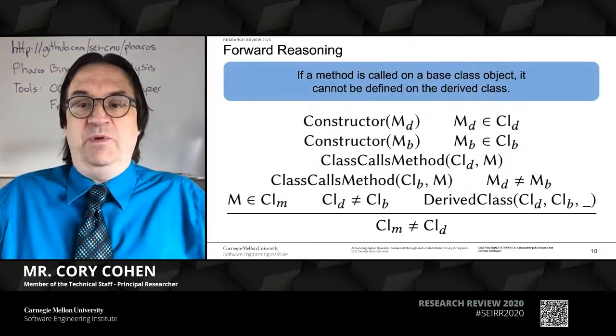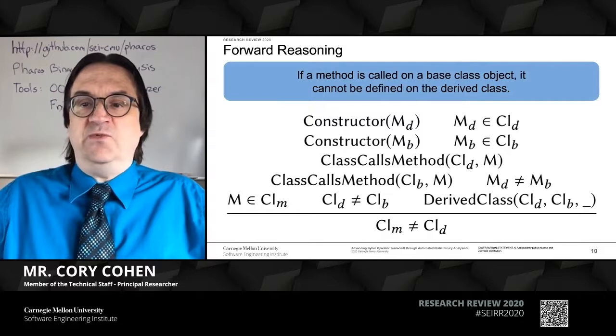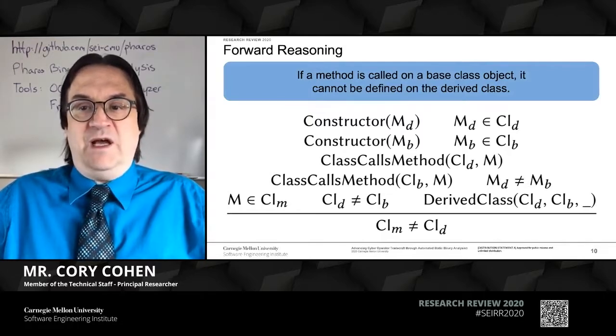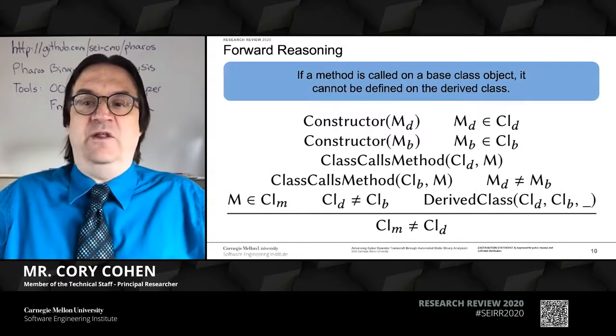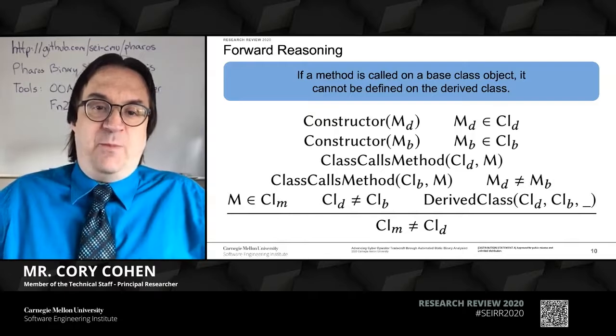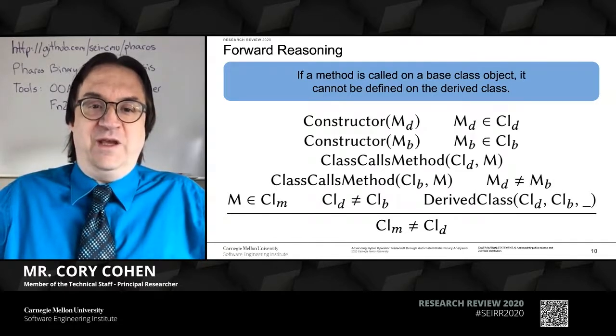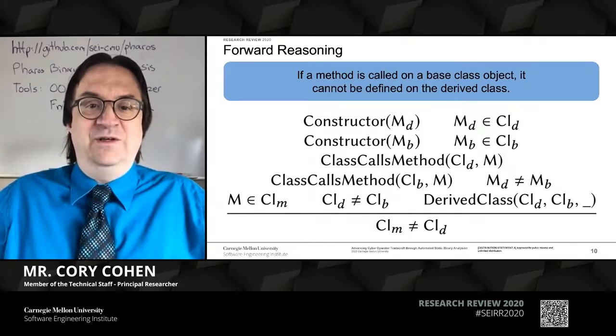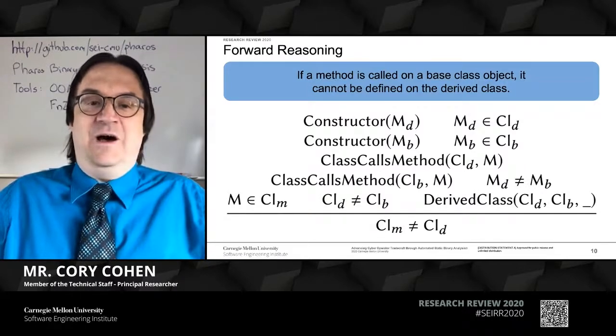So here's an example of a forward reasoning rule. This one says that if a method is called on a base class object, then it cannot be defined on the derived class. This follows our normal thinking that base classes aren't allowed to call derived class methods.